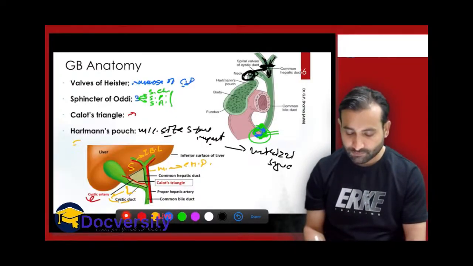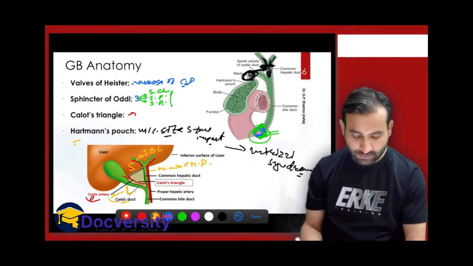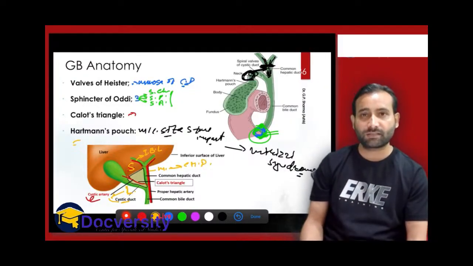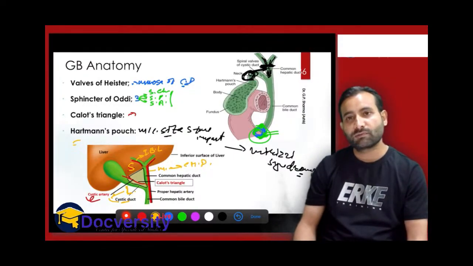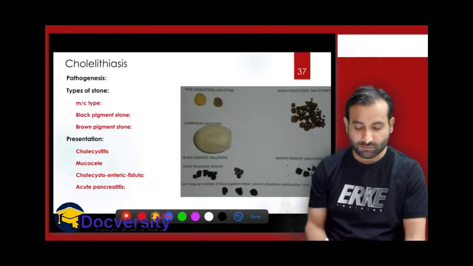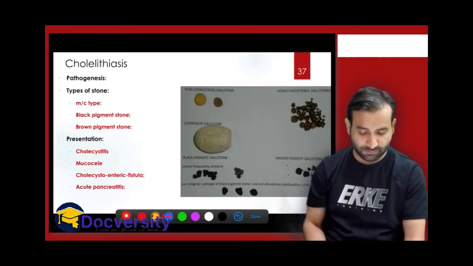This is called the Mirizzi syndrome. What is this called? Mirizzi syndrome. So what is the Mirizzi syndrome? It is the obstruction of the common hepatic duct because of the stone present within which part? Present in the Hartmann's pouch of the gallbladder. Hope you understand this one, right?